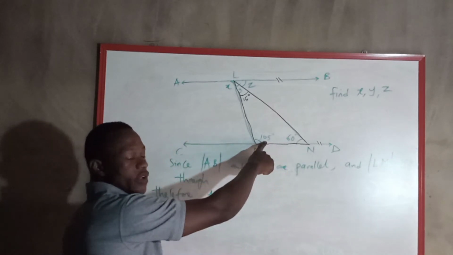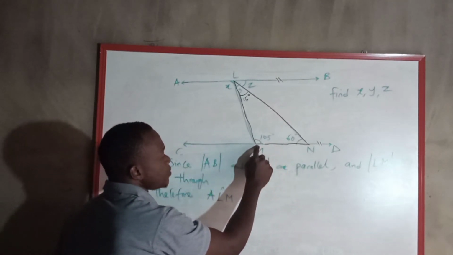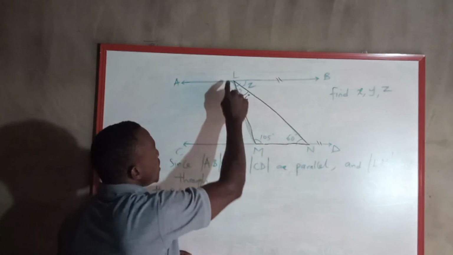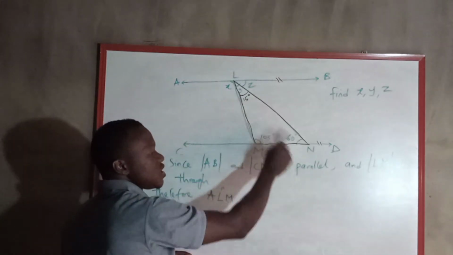How will I be able to locate 105? 105 is at angle M. So I'll use DML. So that gives us 105.